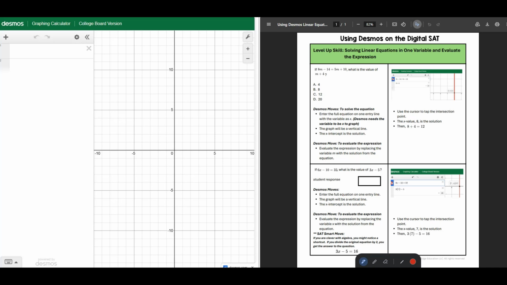We will use that solution to evaluate an expression. My goal is to help you know exactly what to type, what to look for, and how to feel more confident using Desmos on test day.